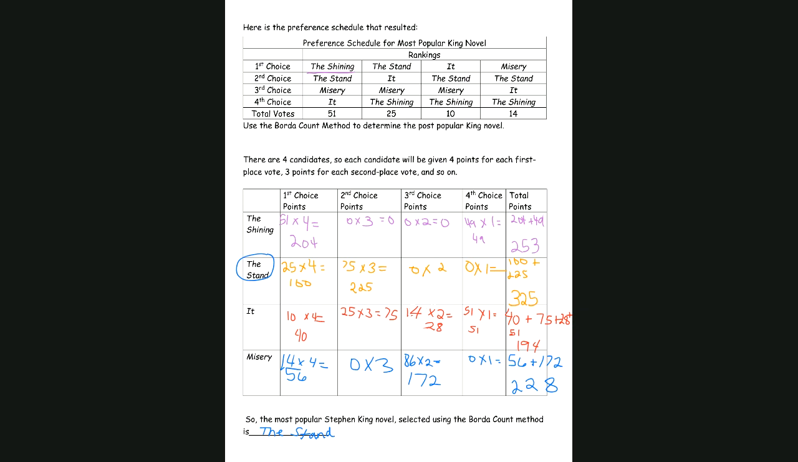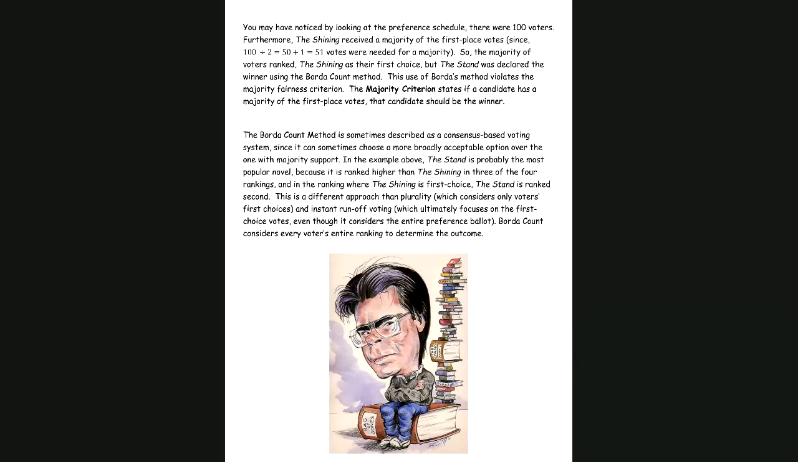All right, but let's think about this a little bit more deeply. It says you may have noticed by looking at the preference schedule there were 100 voters. So remember, the preference schedule said that there were 51 plus 25 plus 10 plus 14 voters. That adds up to be 100.